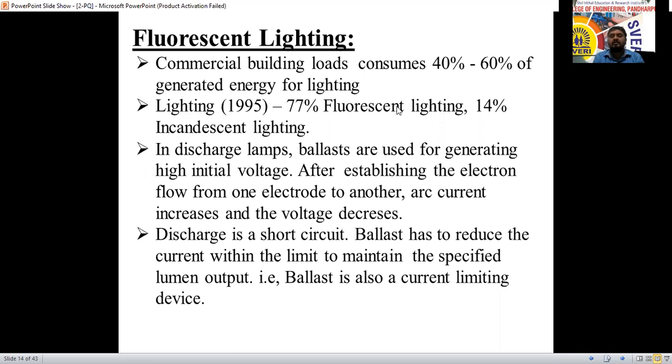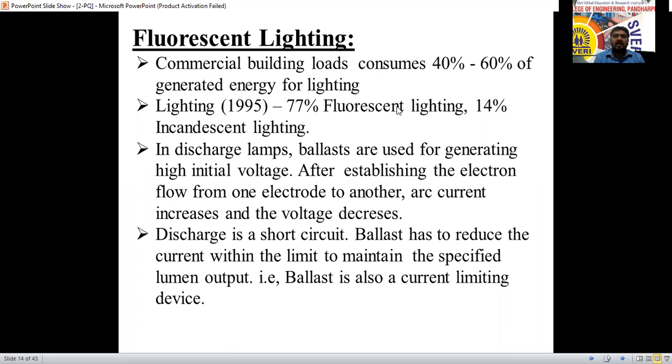So for lighting, in 1995 they considered that 77% fluorescent lighting was used, and 14% incandescent lamps in commercial buildings. Still, I will agree that 70%, 75% of commercial buildings use fluorescent lamps. The 14% incandescent lamps are actually not efficient. That is the 10 rupee bulb, the 100-watt bulb and all those things. That is the incandescent lamp we are going to call that.